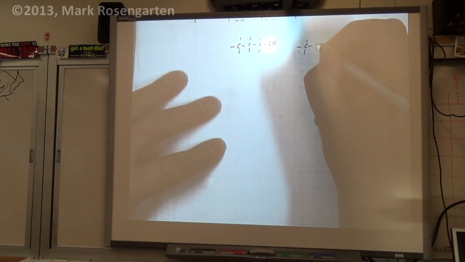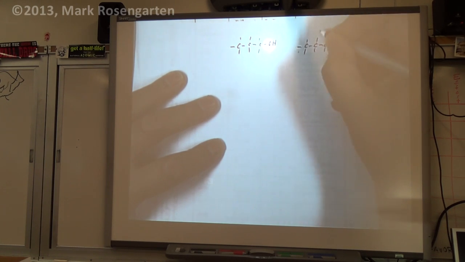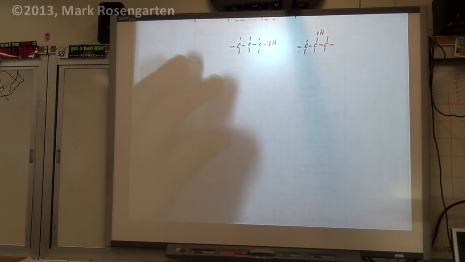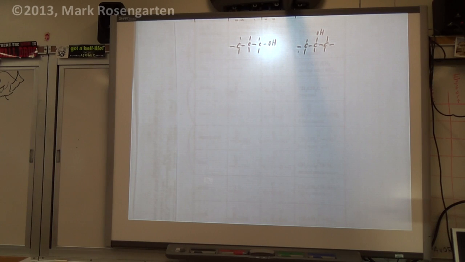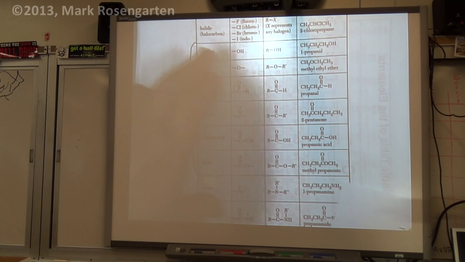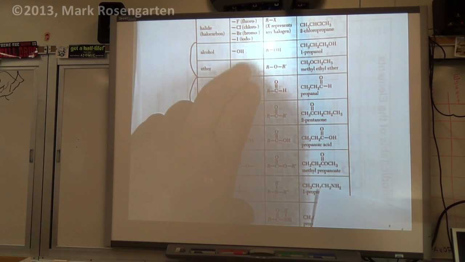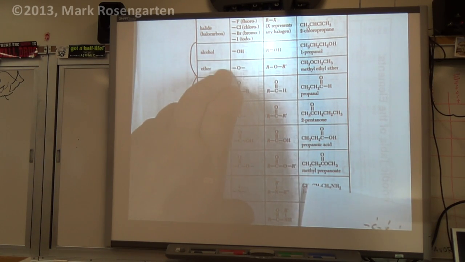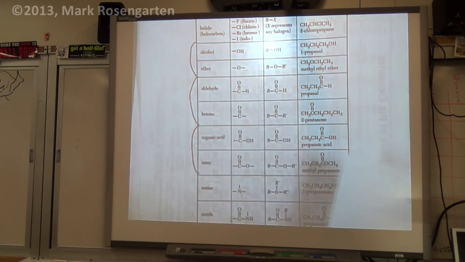The isomer of 1-propanol would be 2-propanol. Oh, but we didn't want another alcohol. We wanted, let's see, an ether. Ethers are isomers. Why? Because they both share a single bonded oxygen, single bonded to something on one side, single bonded to something else on the other side.